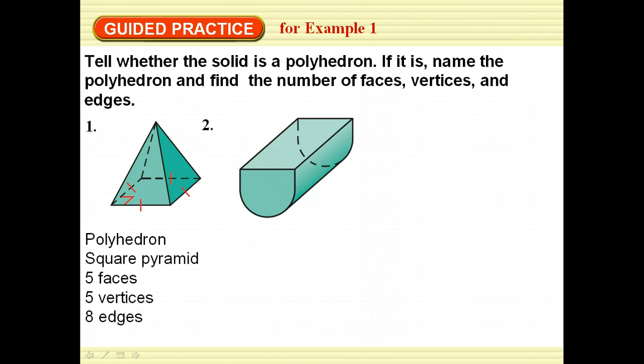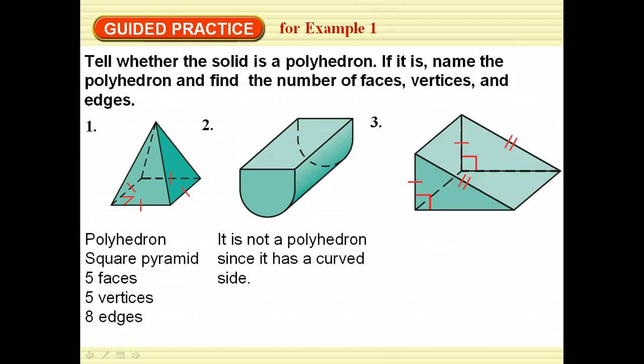This one, notice I have a curved bottom, so that is not a polyhedron. In this one, now here's what you've got to be careful about. The base is not always the bottom and the top. The base is two congruent polygons in parallel planes. So my bases are these two triangles here. And since it is two bases, that is a polyhedron, a triangular prism.